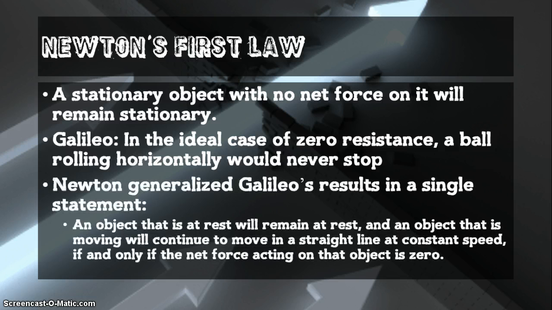Newton took those results of Galileo and generalized them in a single statement. An object that is at rest will remain at rest, and an object that is moving will continue to move in a straight line at constant speed if and only if the net force acting on that object is zero. So in the absence of a net force, an object will not experience acceleration. It'll be either at rest or in motion, depending on what frame you're viewing it in.